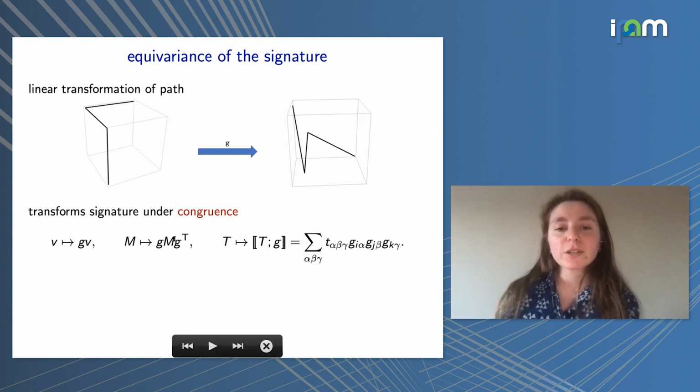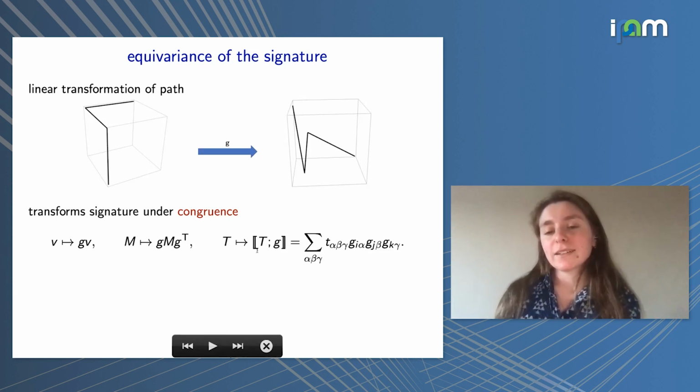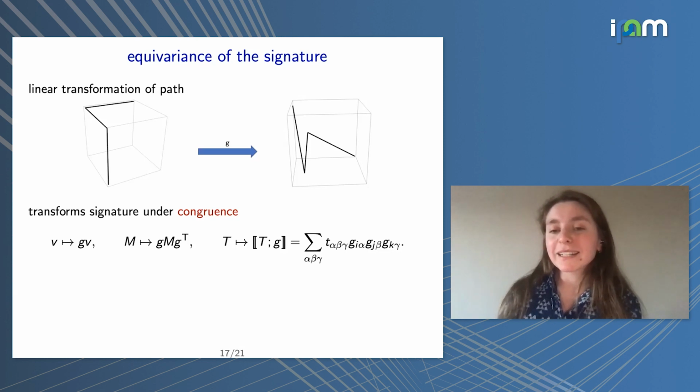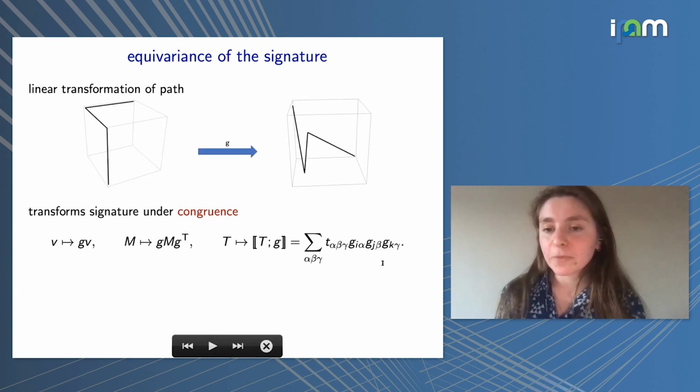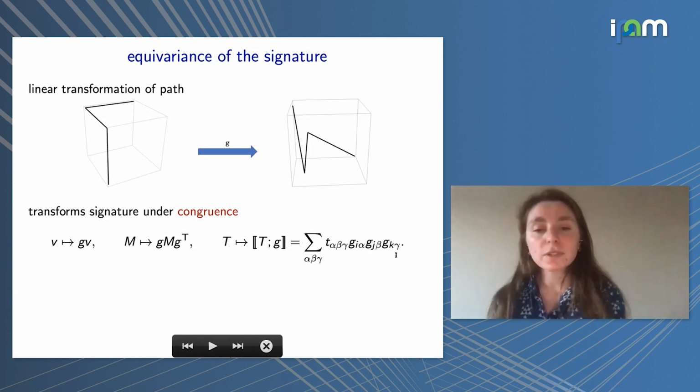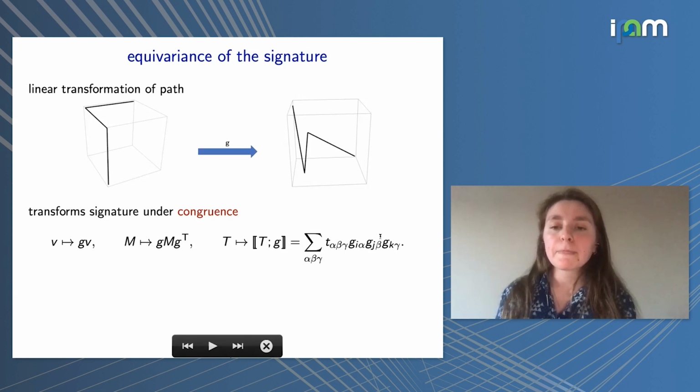Our level 2 signature maps to G M G transpose. At level 3, it looks like this. So T maps to this, which represents the new tensor you get by multiplying T by G on all 3 sides. So that's this product here written out in coordinates, and so on. So at level 4, you multiply by G on all 4 sides, and so on.